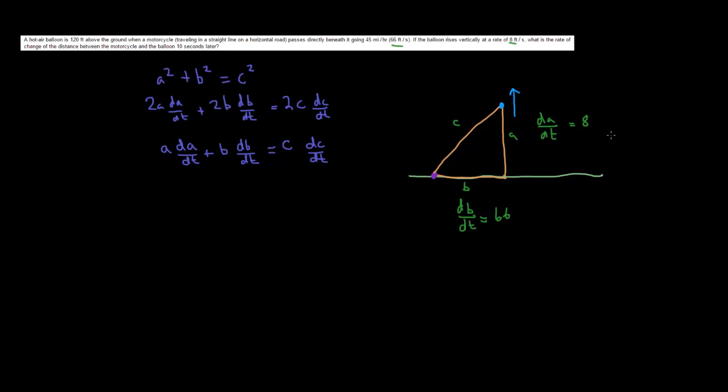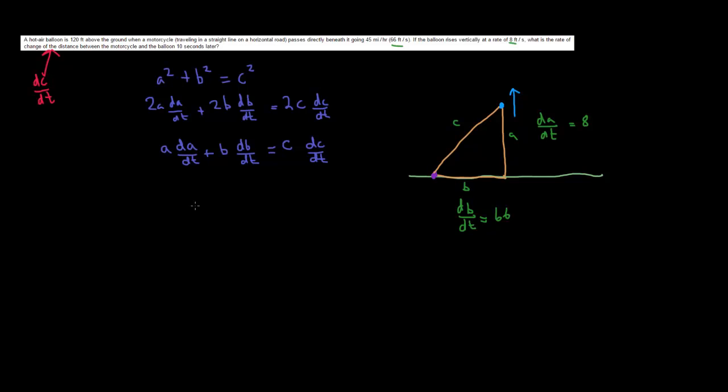Now, let's start thinking about stuff that we know. What are we solving for? At what rate is the distance between the motorcycle and the balloon changing 10 seconds later? So we're actually looking for the change in c, the distance between the balloon and the motorcycle. So we're looking for dC/dt. Let's note that up here. Change in distance, that's dC/dt. So we want to substitute in for everything else here so we can solve for dC/dt.